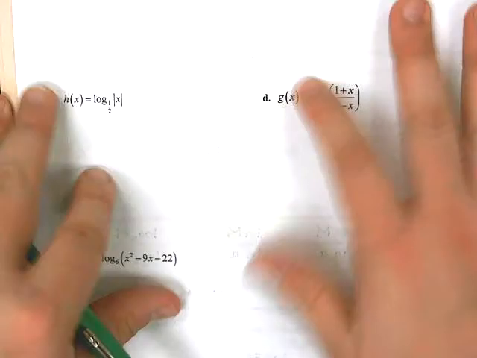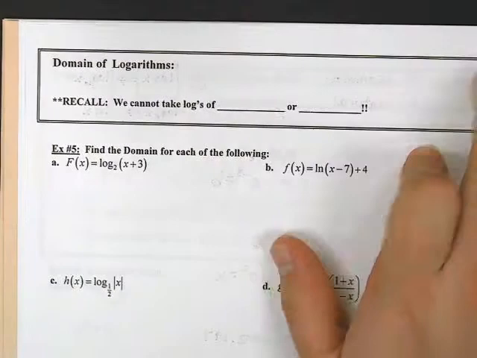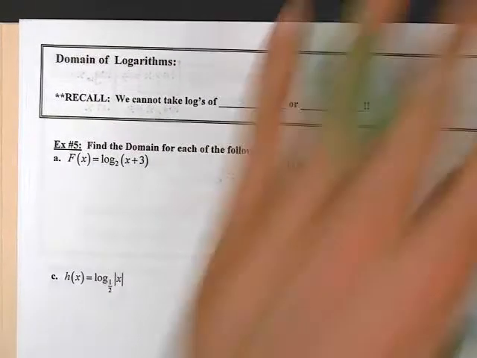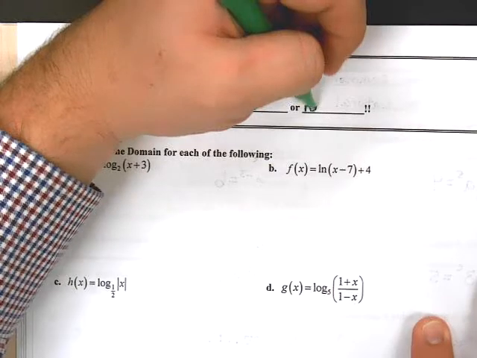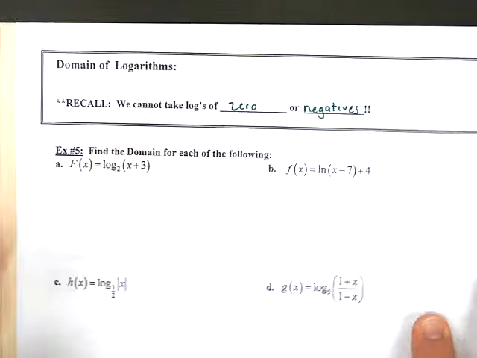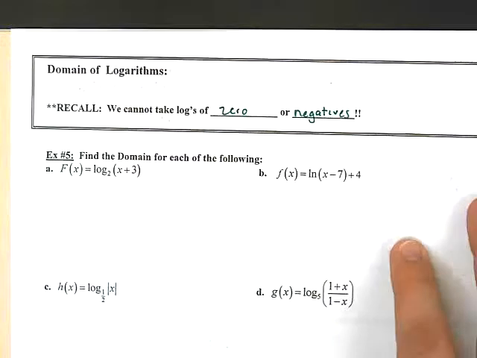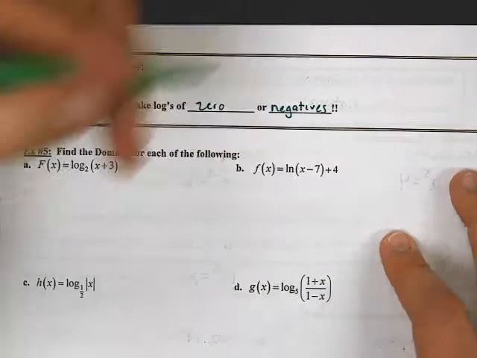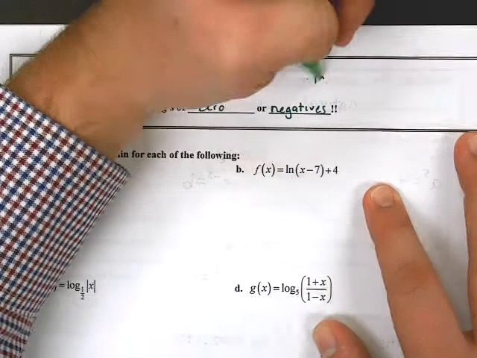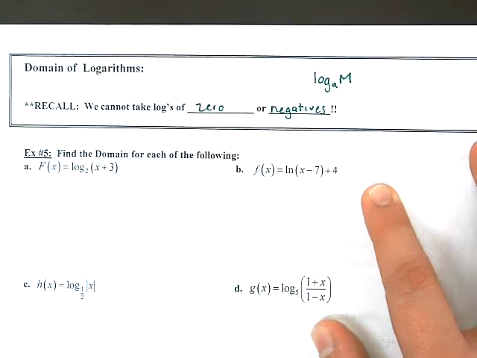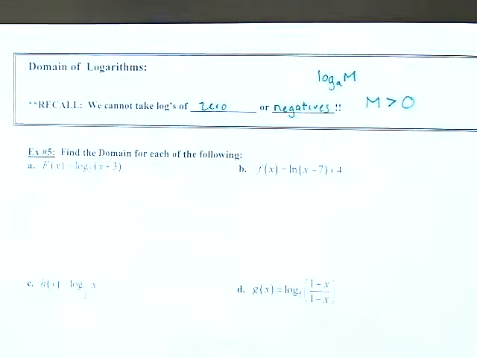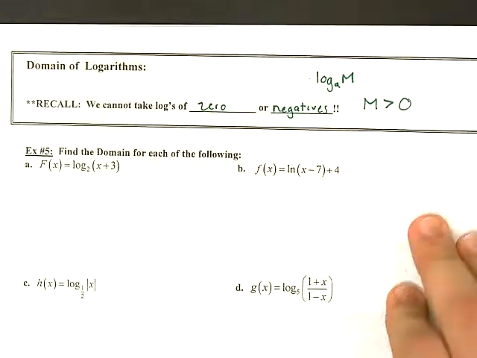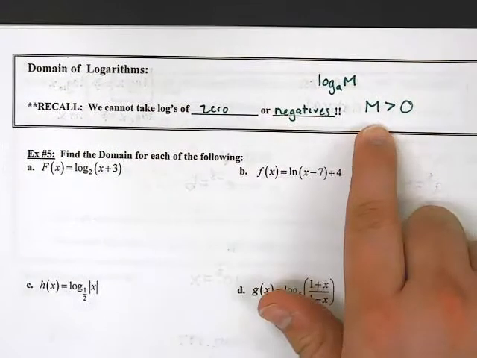All right, last concept for this video, domain. We already figured out at the very beginning, we tested positives and negatives and zeros. You cannot take the log of 0 or negatives. So that means whatever you take the logarithm of must be greater than 0. I call it the argument. Again, if I call this log base a of m, m must be greater than 0. It's the argument. It's what we're taking the log of.